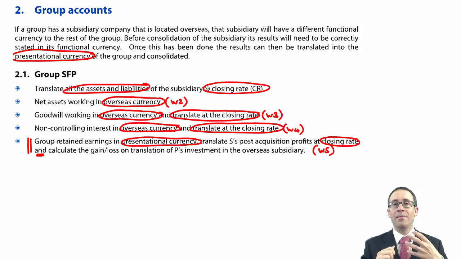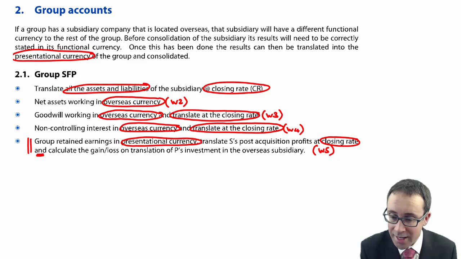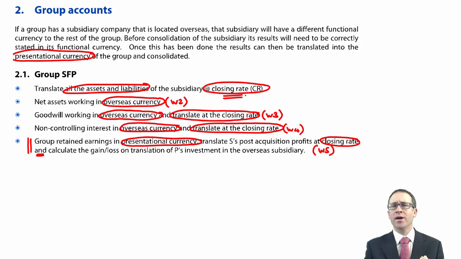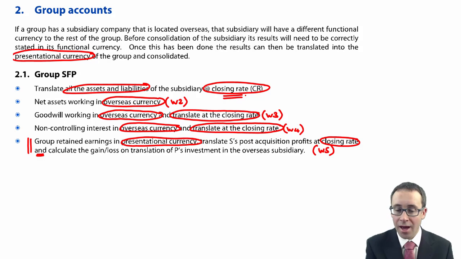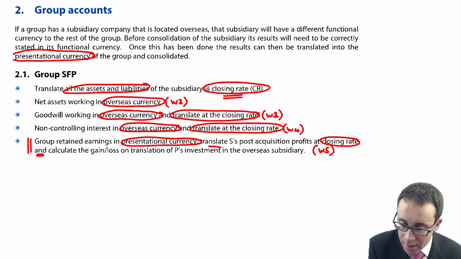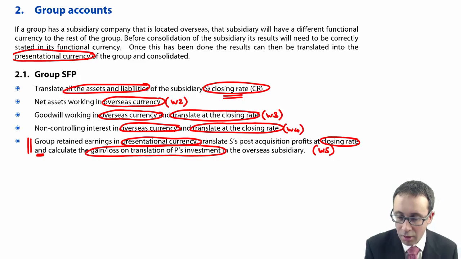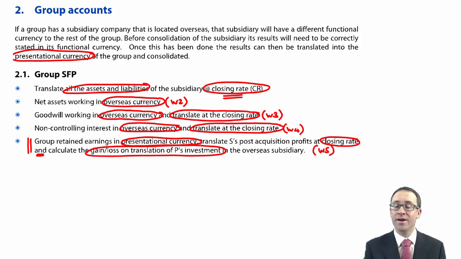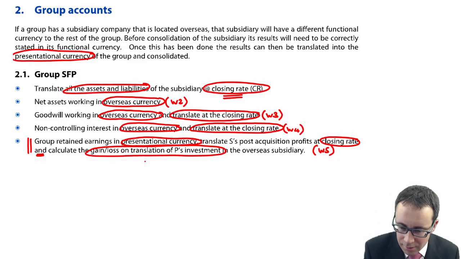However, if we're going to eliminate that investment against all the assets and liabilities which have now been translated, don't forget, at the closing rate, then to eliminate like with like, we are within the group accounts going to retranslate that investment at the closing rate, and therefore there will be a gain or loss on translation of P's investment in that subsidiary. Okay, so we'll deal with that when we get to the example afterwards, but just bear in mind there's an extra little step to consider.